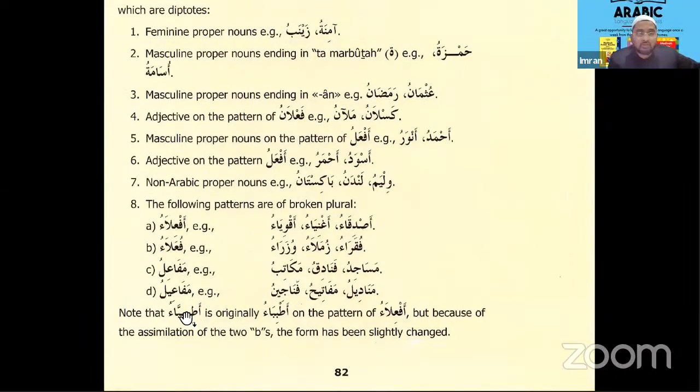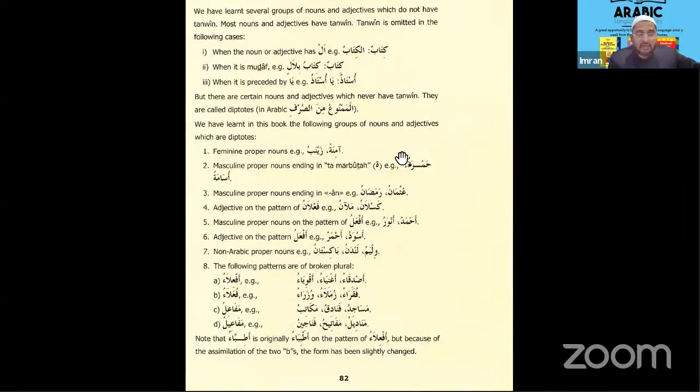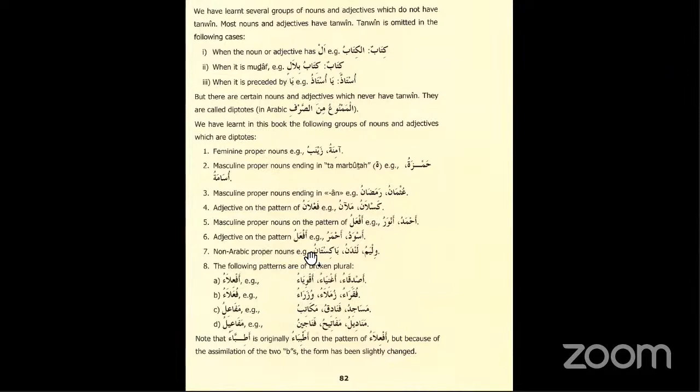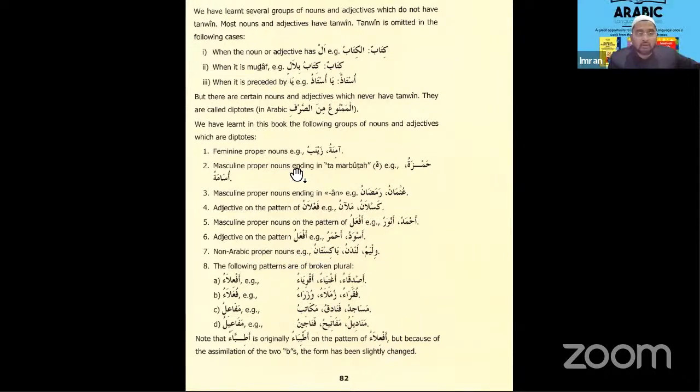Excellent. So these are the eight patterns. Anything from 1 to 8 comes. These are some of the diptotes, which, as we said, are mamnu' min as-sarf. So anything which comes with a ta marbuta at the end or has any of these patterns is a diptote itself. Okay. Any questions so far?